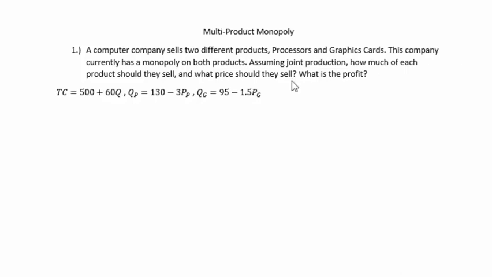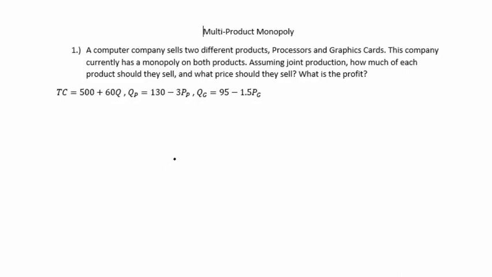We're also given a total cost function of 500 plus 60Q, and then a quantity function for the quantity of the processors, which is equal to 130 minus 3 times the price of the processors. And then we have the quantity of the graphics cards, which is equal to 95 minus 1.5 times the price of the graphics cards. So we want to profit maximize.